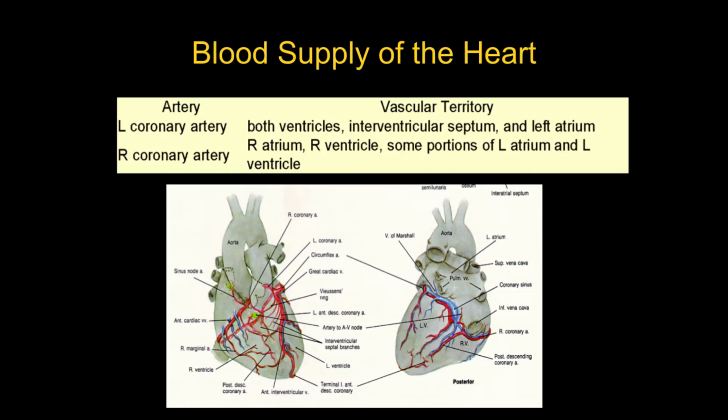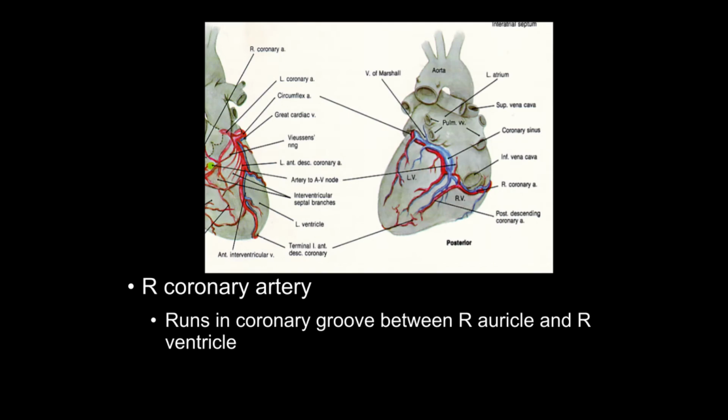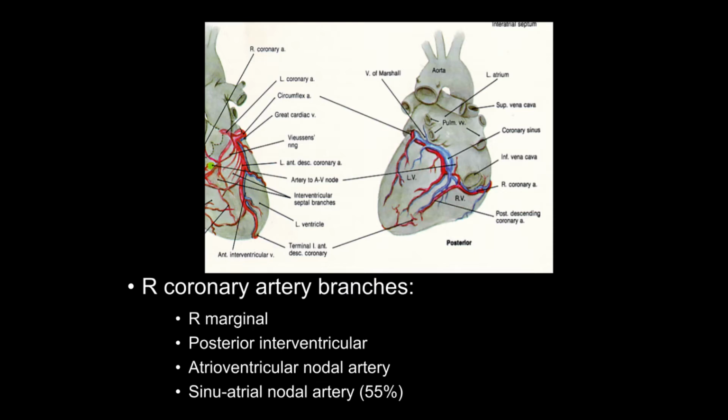Meanwhile, the right coronary artery supplies the right side of the heart. So the right atrium, part of the right ventricle, and some portions of the left atrium and left ventricle, which were not already supplied by the left coronary artery. Right coronary artery, right side of the heart. It goes in a groove between the right auricle, which is the appendage of the right atrium, and the right ventricle. So it will branch to supply different parts of the right side of the heart.